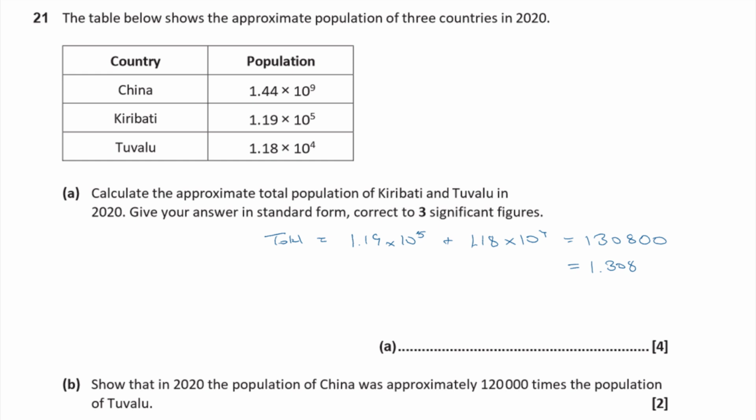1.308 times 10 to the what? That's like 1, 2, 3, 4, 5 jumps. So it's going to be 1.308 times 10 to the power of 5. Now, given that correct to 3 significant figures, 1.31 times 10 to the 5.